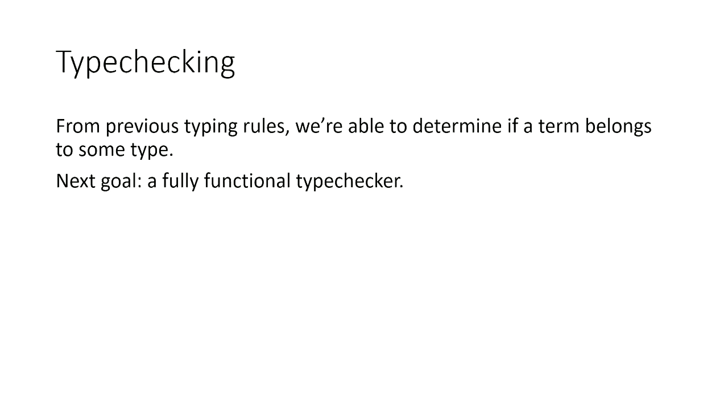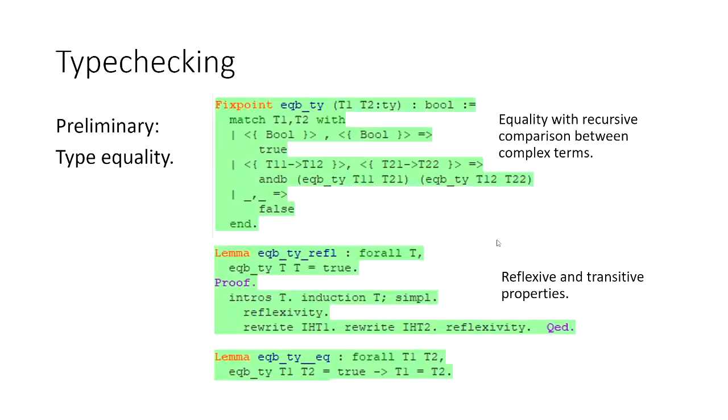So now that we understand the underpinnings of typing, we want to build a fully functional type checker that can determine if a term belongs to some type. And let me show you how we'll do that. So we need a couple of preliminaries first. We have a function that determines type equality.